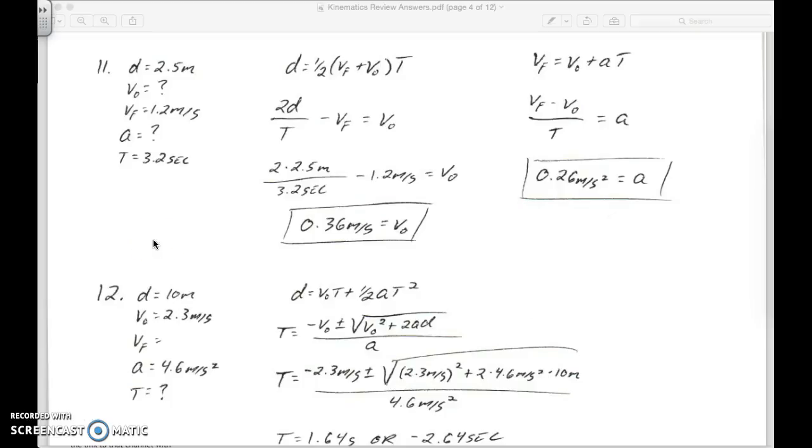These are problems 11, 12, and 13 on the kinematics review. These are all starred problems, so it might be a slightly longer video.